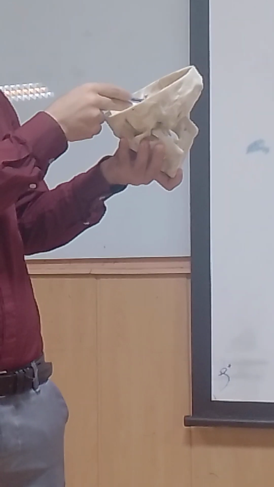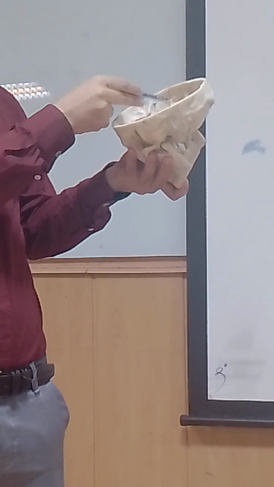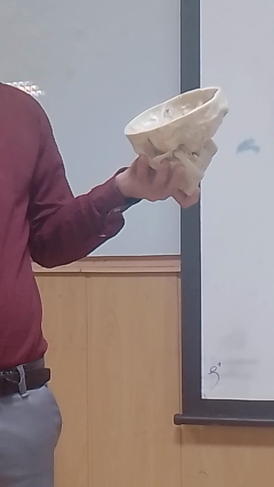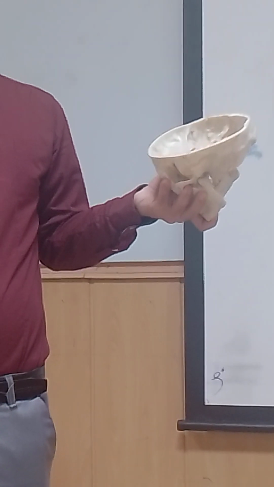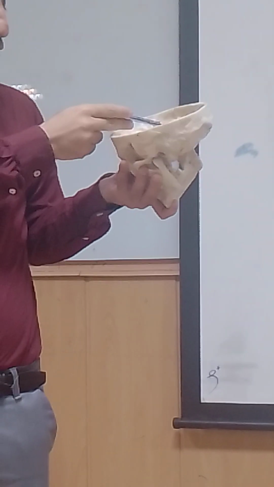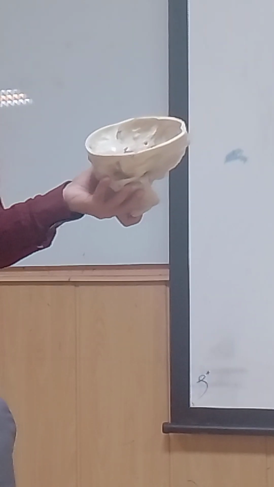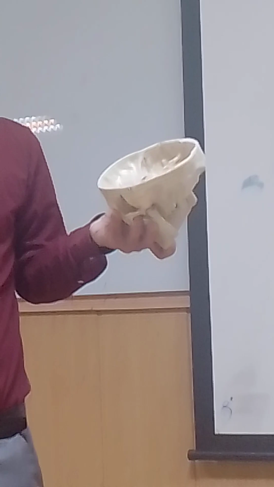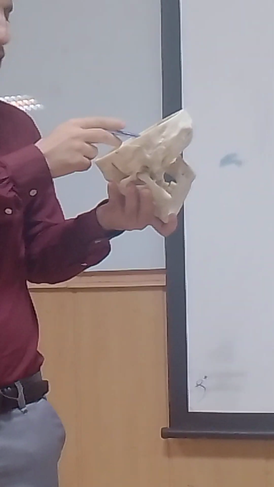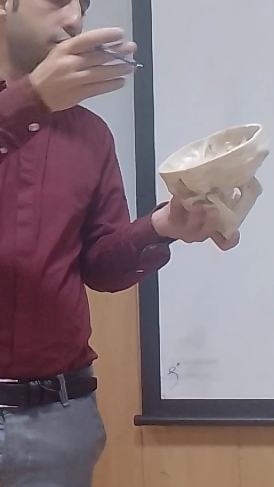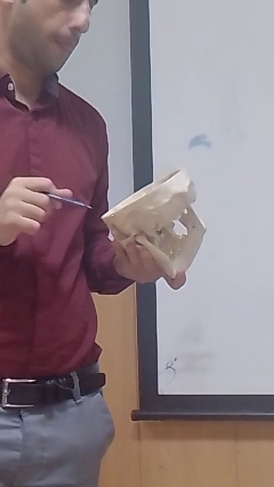In the internal surface, you can see some fossa. This fossa is the site for the temporal lobe of the brain. And also you can see some grooves, which are for the meningeal vessels to travel. These are the structures in the internal surface of the squamous part.